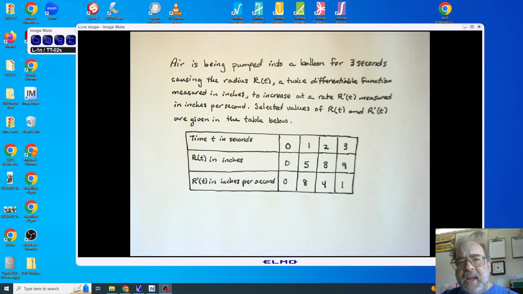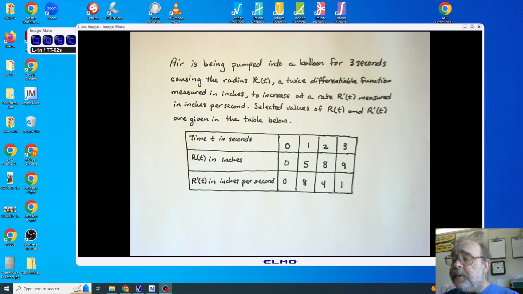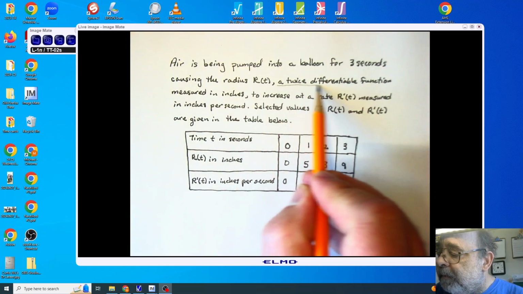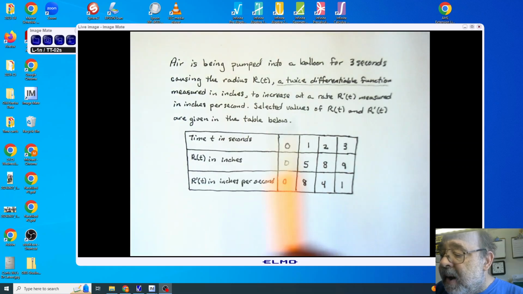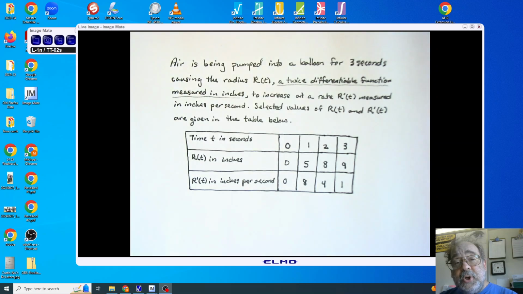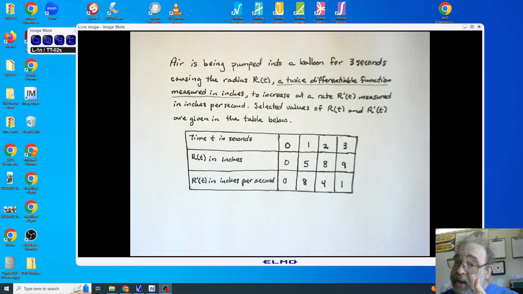Today we're going to be taking a look at using IVT to prove that a value must exist. Now you'll notice in this question, one of the key parts is that we have a twice differentiable function, and it is measured in inches. If I have a twice differentiable function, that means that the function is by its very nature continuous, that its first derivative is continuous, and that it has a second derivative.